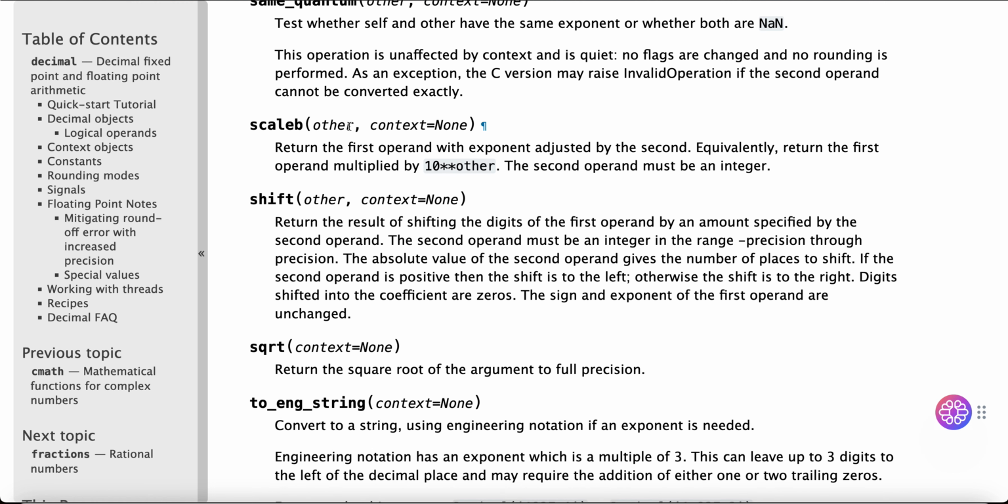scaleb(other, context=None). Return the first operand with exponent adjusted by the second. Equivalently, return the first operand multiplied by 10**other. The second operand must be an integer.